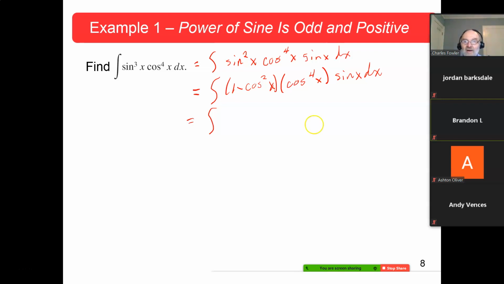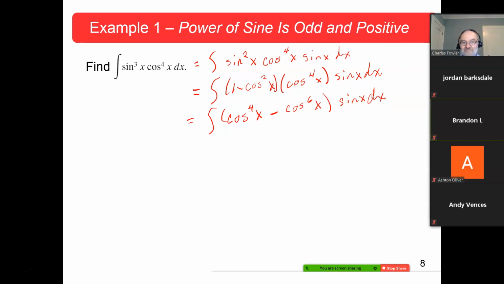Okay, let's multiply through. Cosine fourth x times 1 is cosine fourth x minus cosine squared times cosine fourth is cosine 6x. And you got this times sine x dx.